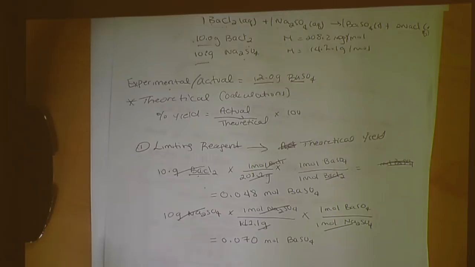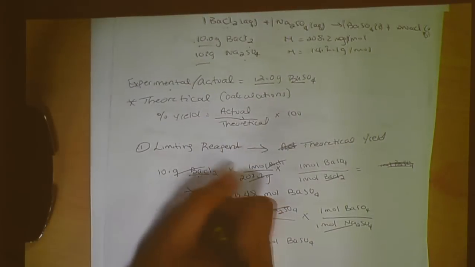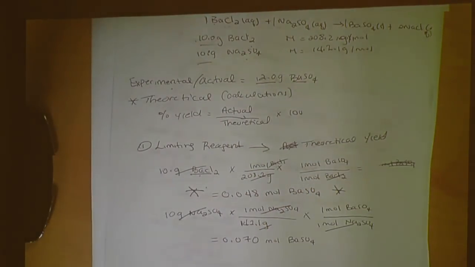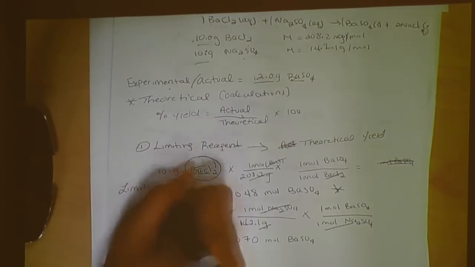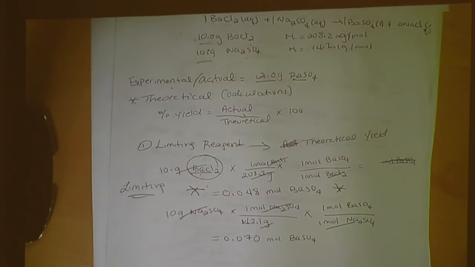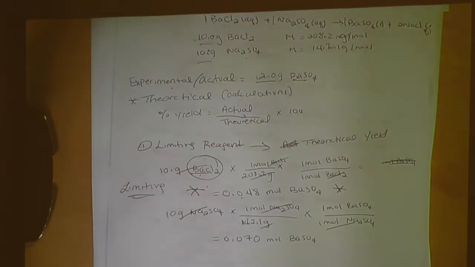From 10 grams BaCl2, I can get 0.048 moles BaSO4. So the first reagent yields less. Since it yields the least, that means it's the limiting reagent. So BaCl2 is my limiting reagent, and that's what I'm going to use as my comparing factor. So now I have 0.048 moles BaSO4 as the maximum to be made from the reagents I have.